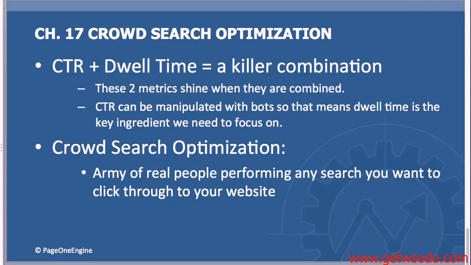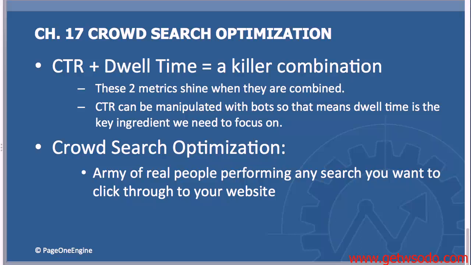So click-through rate plus dwell time equals a killer combination. These two metrics really shine when they are combined. If you have both a high CTR and high dwell time, you're almost always going to have a quality, relevant result and a higher ranking. CTR by itself can easily be manipulated with bots, so dwell time is certainly the key ingredient here.